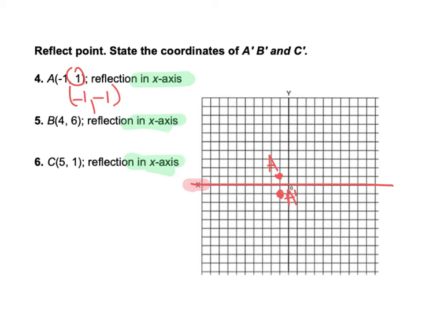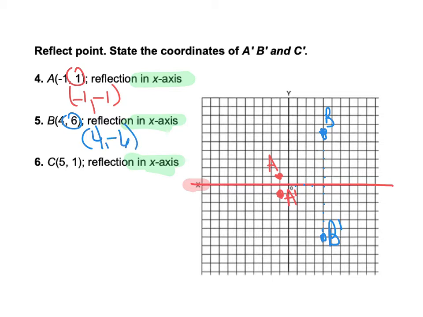If you notice, the only thing that changed is the value of my y. It went from positive to negative. So if point B is at 4, 6, here's point B up here at 4, 6. It currently is 6 units above the x-axis. I need to make it 6 units below the x-axis, which is going to be here. And the only thing that's going to be different in my ordered pair is that my y value is going to be the opposite, so it's going to be 4, -6.